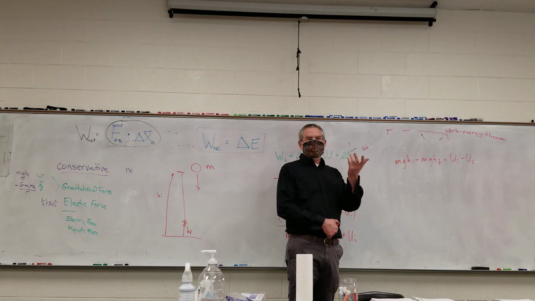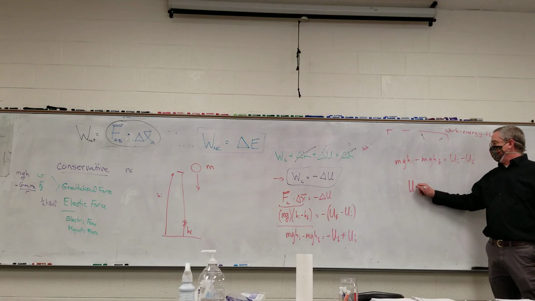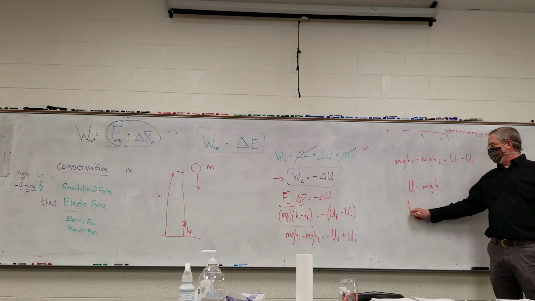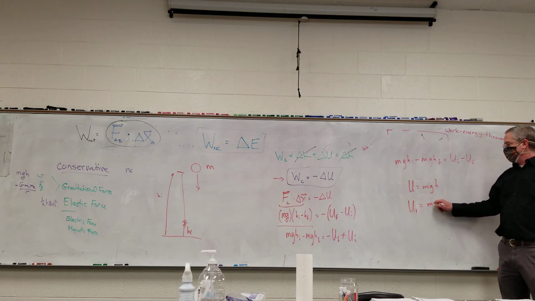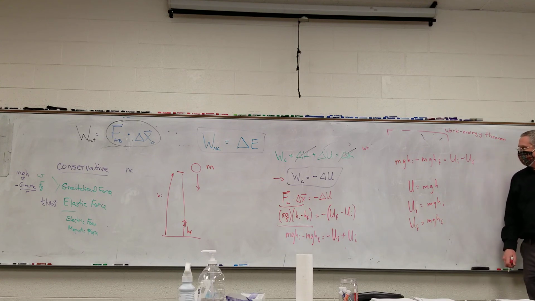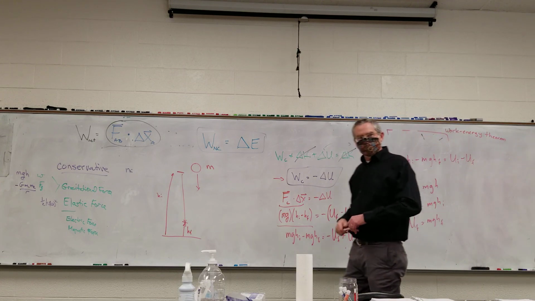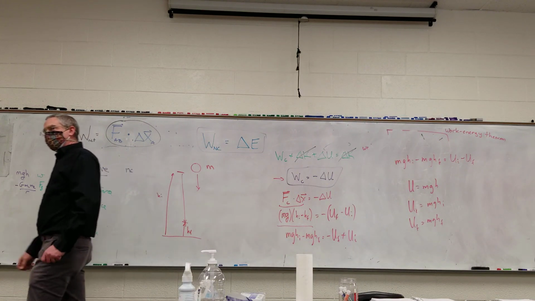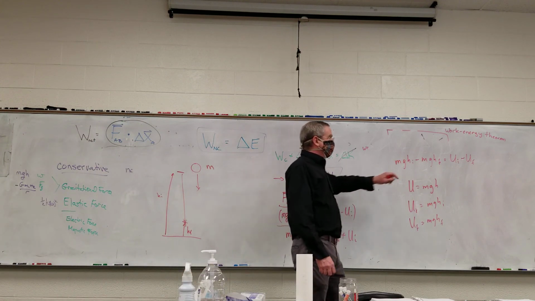Anyone? U equals mgh. Yeah. Hey, what a coincidence. If U equals mgh, then U initial is mgh initial. U final is mgh final. And so U initial minus U final is, well, it's that right there. However, there's actually an infinite number of formulas that work. What is another formula for U that would also get you the same result here?